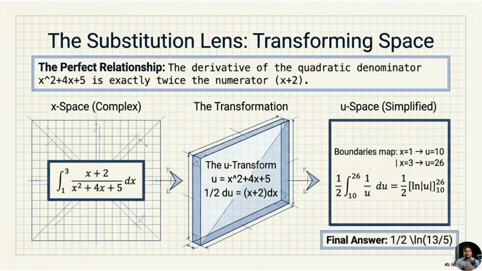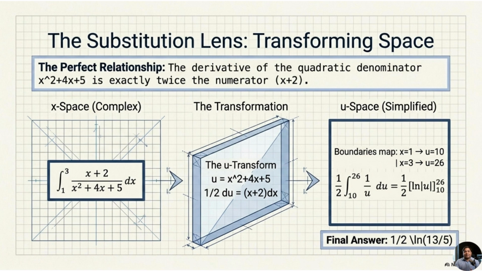This slide explains substitution using a definite integral. The integral shown is from x equals 1 to x equals 3 of x plus 2 divided by x squared plus 4x plus 5 dx. The key observation is the relationship between the numerator and the denominator. The denominator is x squared plus 4x plus 5. Its derivative is 2x plus 4, that is equal to 2 times open parenthesis x plus 2 close parenthesis. The numerator is x plus 2, so the derivative of the denominator is exactly twice the numerator.